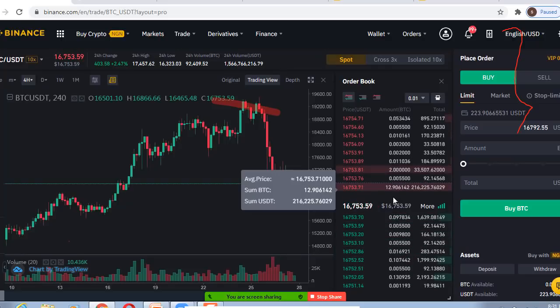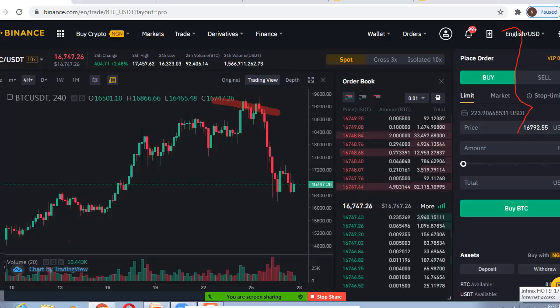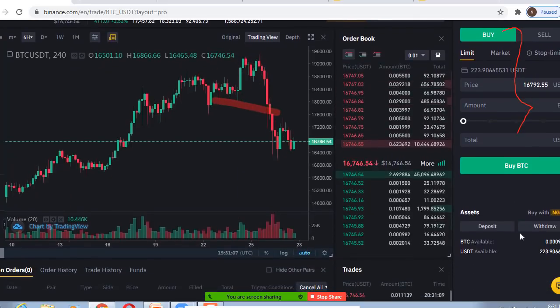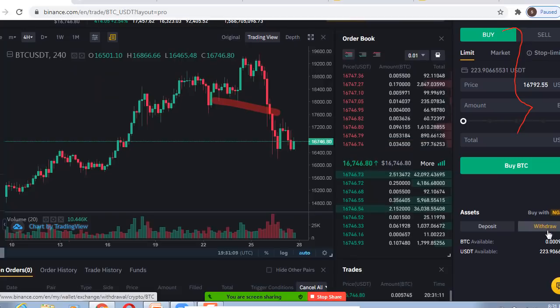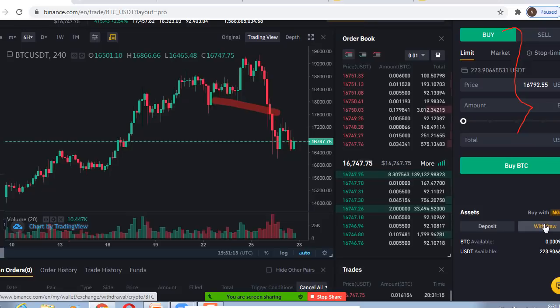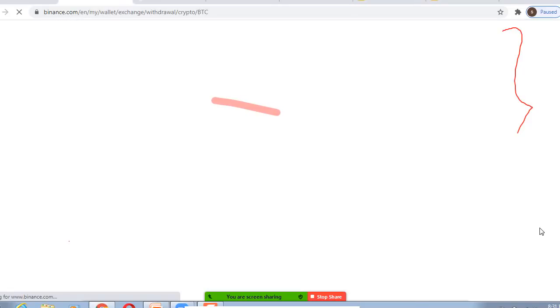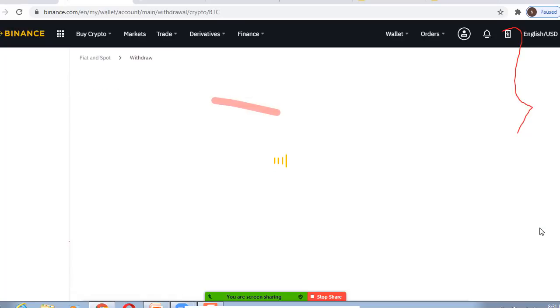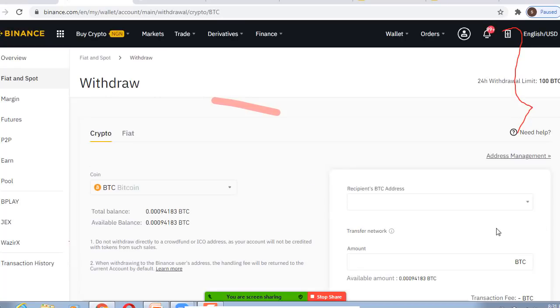Yes, another question, please. Okay. You talked about how to deposit. You never talked about how to withdraw. Okay, how to withdraw is very simple. You can just go here. For example, if you want to withdraw USDT, I can just go to withdraw.